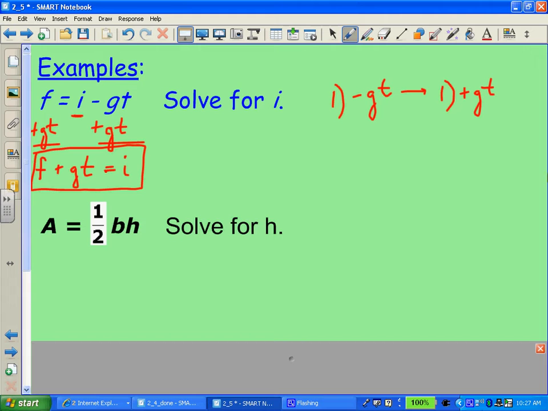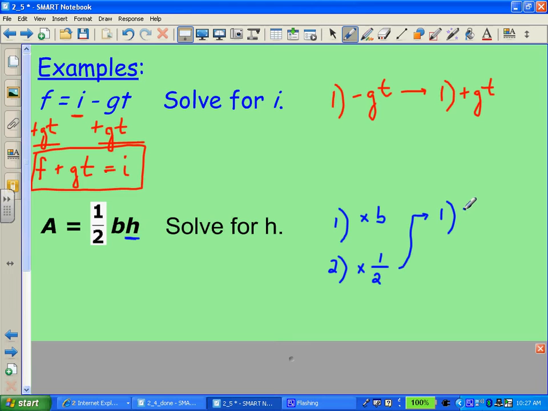Hopefully this formula looks familiar. It's the formula for the area of a triangle, and it's asking us to solve for H. So here's my buddy H. And I ask, what's happening to H? Well, it's being multiplied by B, and it's also being multiplied by 1/2. I could have put those in any order because they're both multiplication.